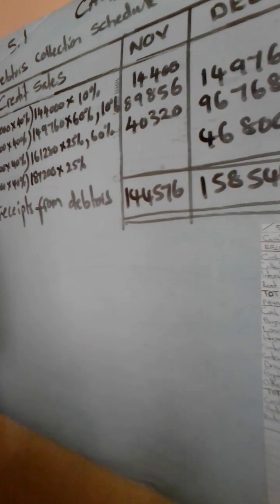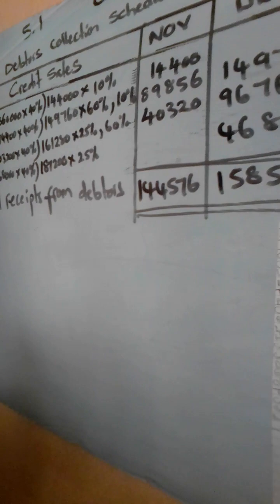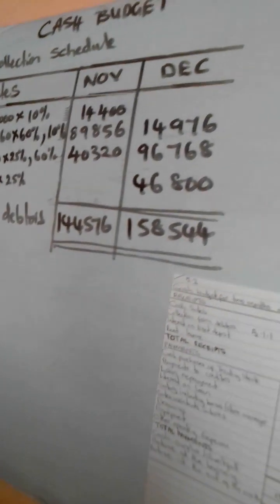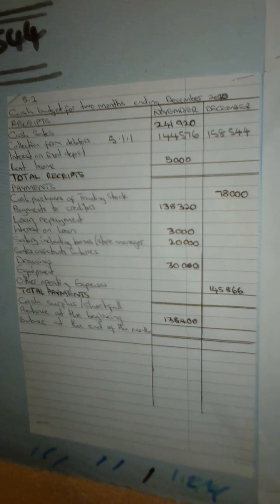So this is all on the debtors collection schedule. You just have to pay attention to the instructions that they have given you. How much are the credit sales? What percentage are the credit sales? The credit terms, you also follow them in each and every month and you never go wrong. Thank you.